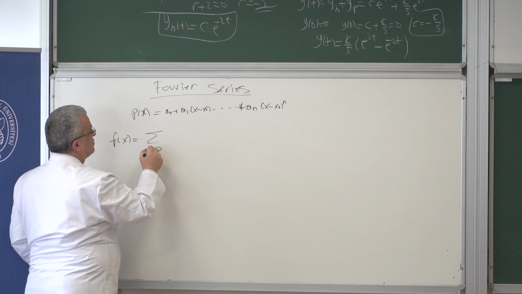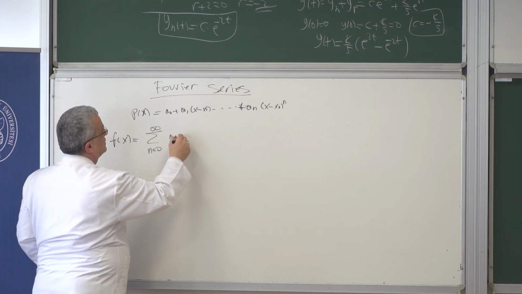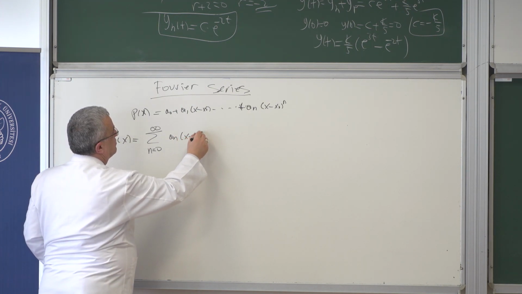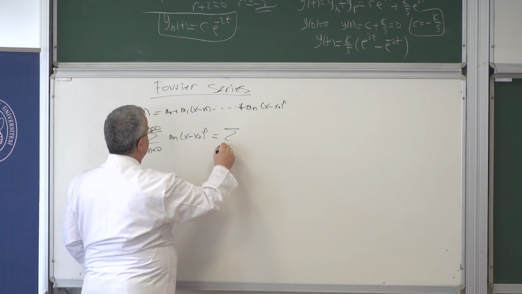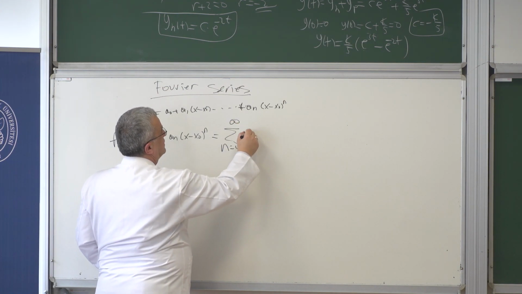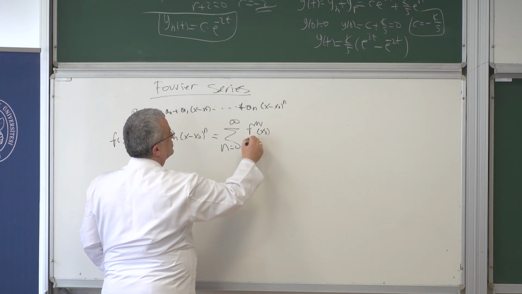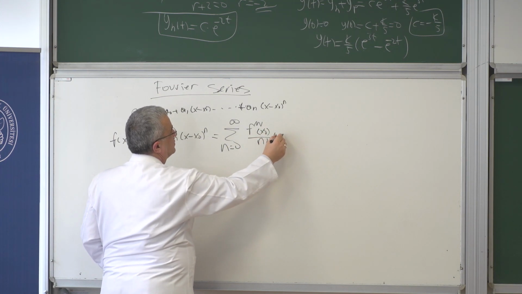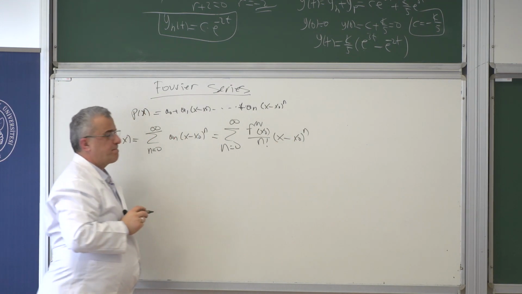Let's say the sum for n from 0 to infinity of an (x minus x0) to the power n. And we found out that an was equal to the nth derivative calculated at x0, divided by n factorial, times (x minus x0)^n. Okay?